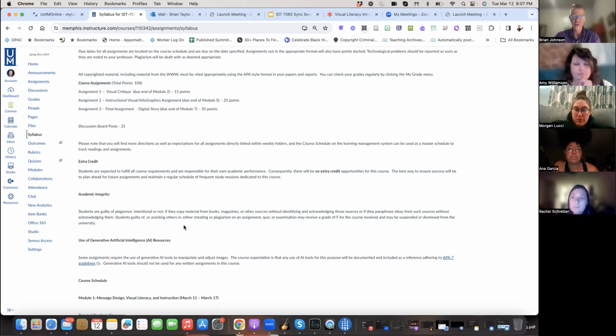And anytime you use it, there's a link in here that goes into how to cite the use of generative AI for images. Make sure that you do that.